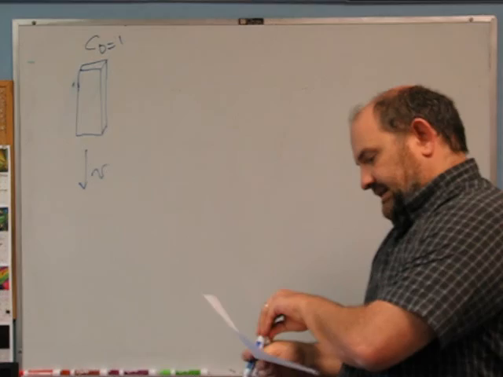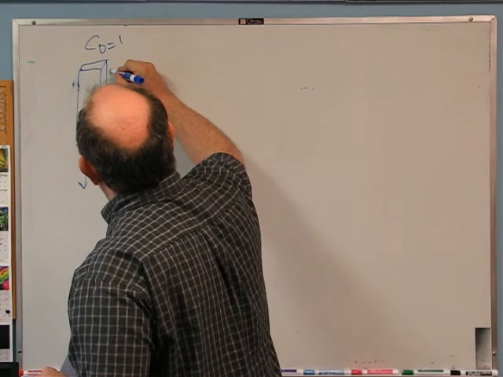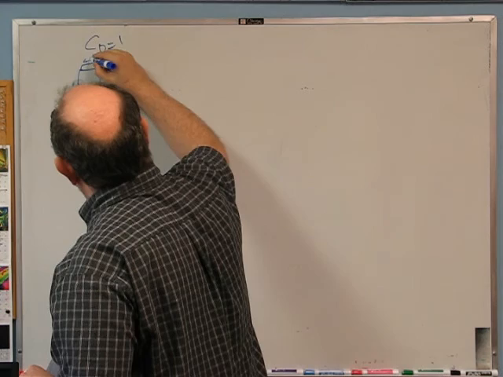Consider a box that is W by W by 2W in size. Now you see why I drew it this way. So that dimension is W. That dimension is W. And this dimension is 2W. All right, that's the size of the box.